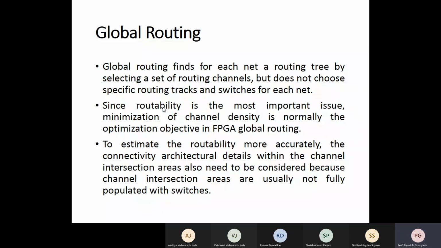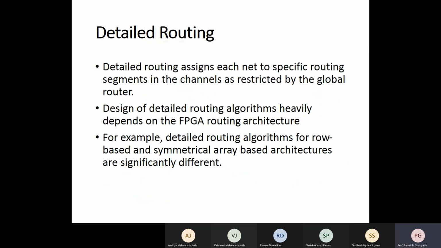Now, to estimate the routability more accurately, connectivity architecture details within the channel intersection are also to be considered, because channel intersection areas are usually not fully populated with the switches. So you have to consider the architectural details specifically within the channel intersection areas. Then the next phase is the detailed routing. This will assign each net to specific routing segments in the channels with the constraint of the global router. The design of these detailed algorithms heavily depends on the architecture. For example, detailed routing algorithms for row-based and symmetrical array-based architectures are significantly different.